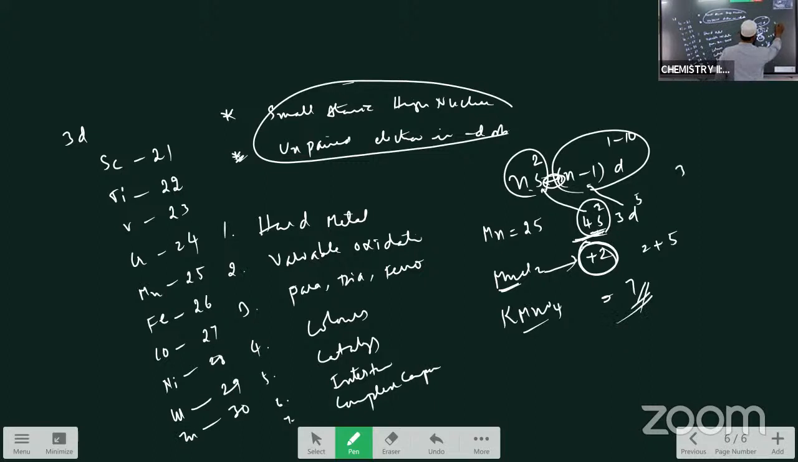Who shows the maximum in the 3d series? Manganese shows +7. In the 4d series, ruthenium shows +8 oxidation state. In the 5d series, osmium exhibits the +8 oxidation state in the compound osmium tetroxide. So in the periodic table, the element with the highest oxidation state is osmium. Osmium exhibits +8 oxidation state.